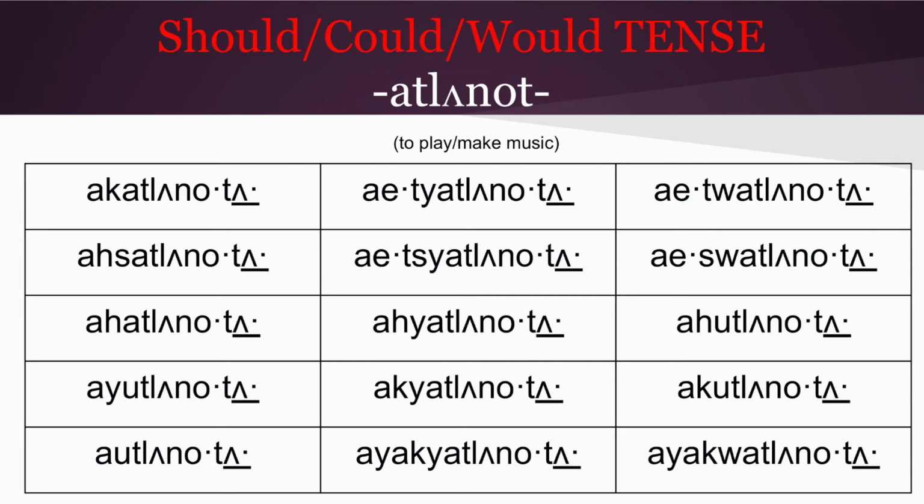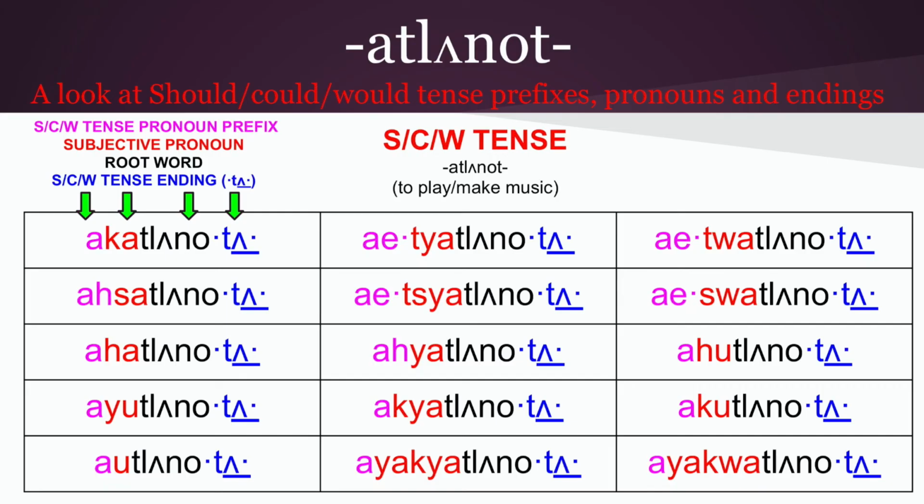All right, let's talk about some patterns. Patterns, patterns, patterns, okay? Udlanot, we're talking about should, could, or would tense prefixes, pronouns, and endings here, okay? The should, could, or would tense pronoun prefix is highlighted in pink. You'll notice that there are a lot of A's. That is the should, could, or would tense prefix. So an A or an AE or sometimes an AH represents the should, could, or would tense prefix, okay? It's usually some variation of an A. But just notice that when you see that A, that's the should, could, or would tense.